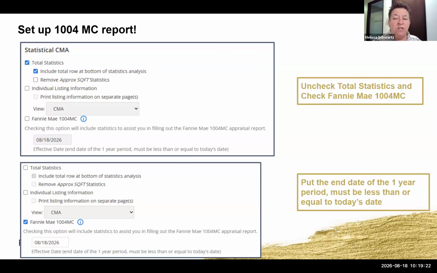And then below that, you'll see, put the end date of the 1 year period. It must be less than or equal to today's date. So you go a year behind.